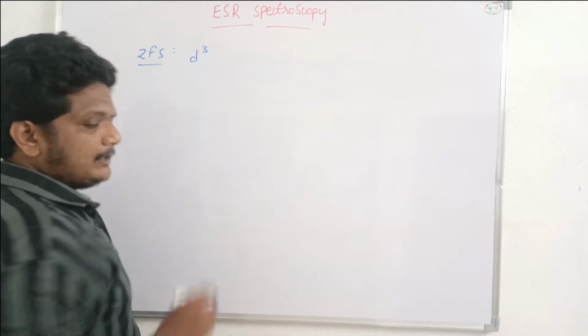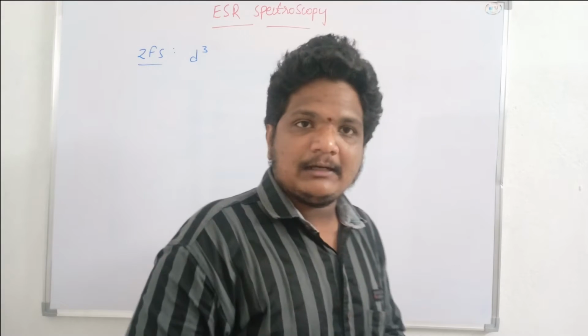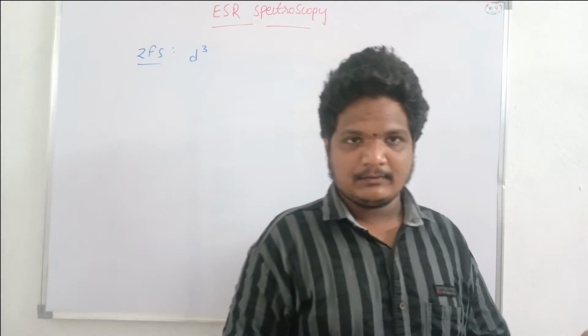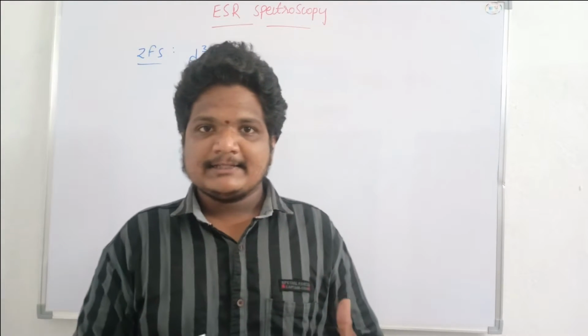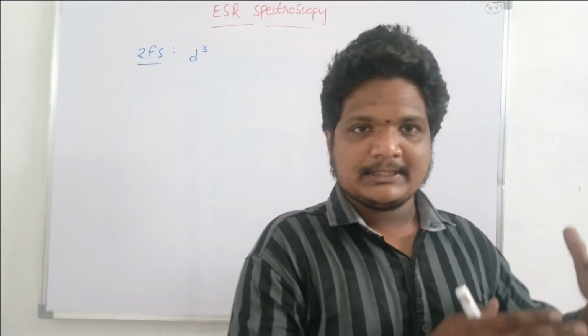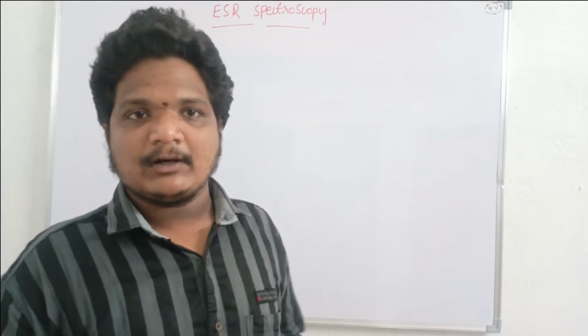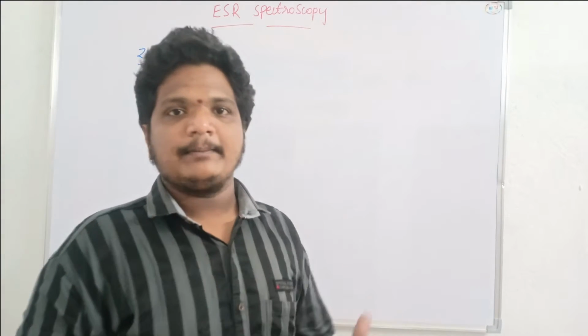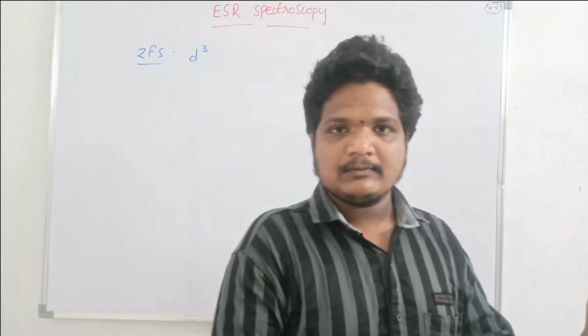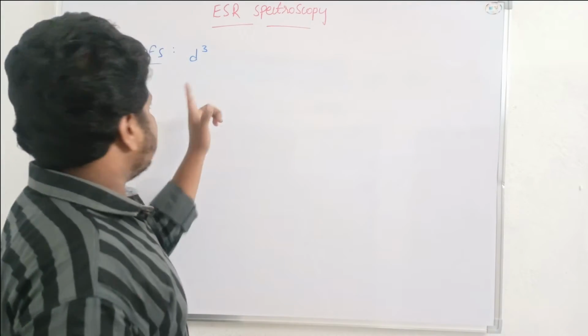Zero field splitting means that in the absence of an external magnetic field, or in the presence of a crystal field, there is a splitting of the energy levels of the spin states in the case of transition metal complexes containing more than one unpaired electron. That kind of splitting is what we call zero field splitting.